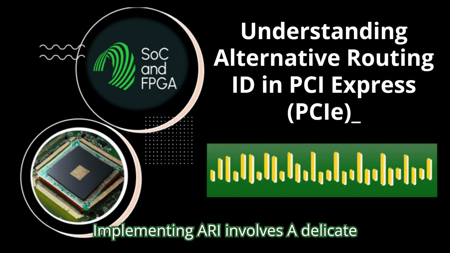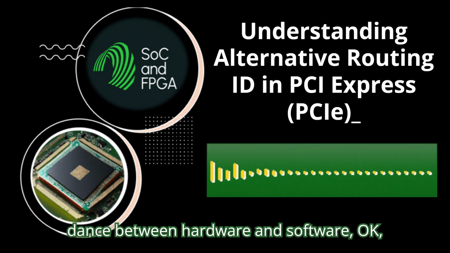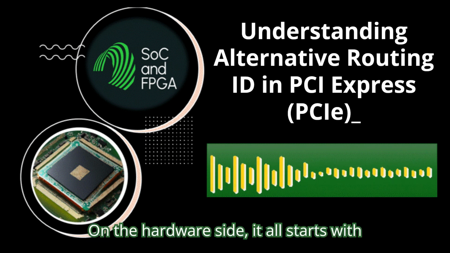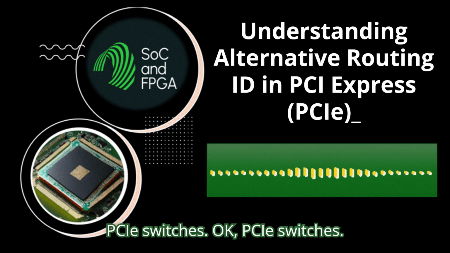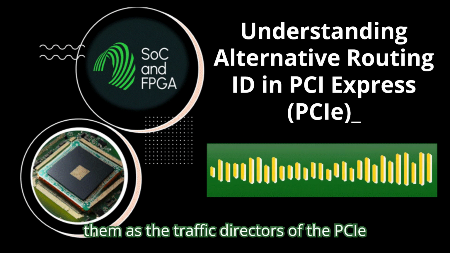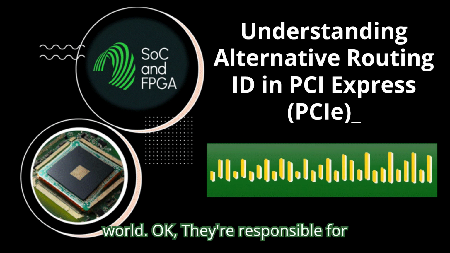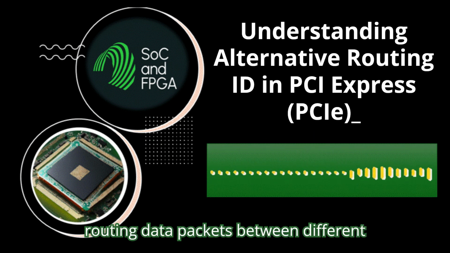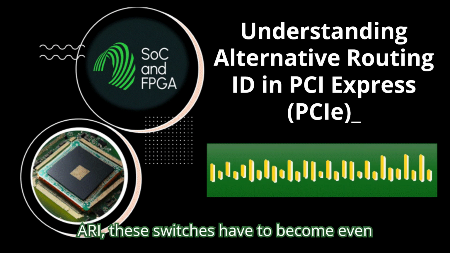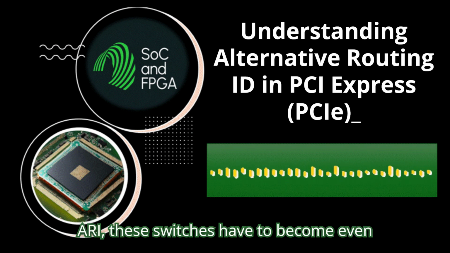Implementing ARI involves a delicate dance between hardware and software, with each element playing a crucial role. On the hardware side, it all starts with PCIe switches. Remind me what those are again? Think of them as the traffic directors of the PCIe world. They're responsible for routing data packets between different devices on the PCIe bus. And with ARI, these switches have to become even smarter.